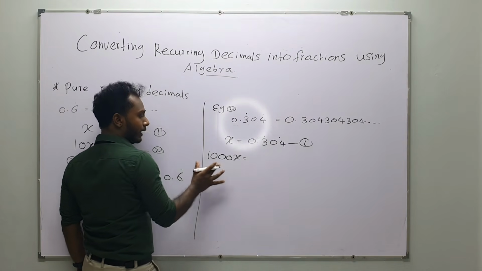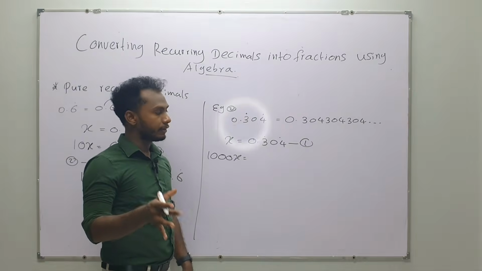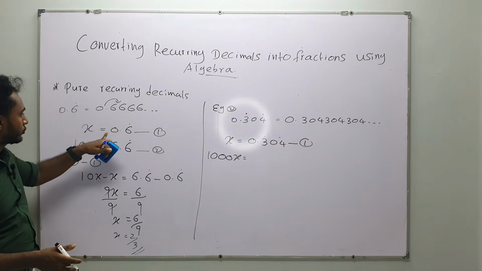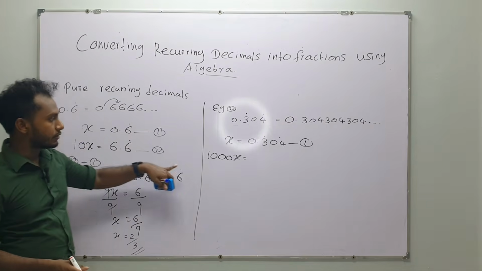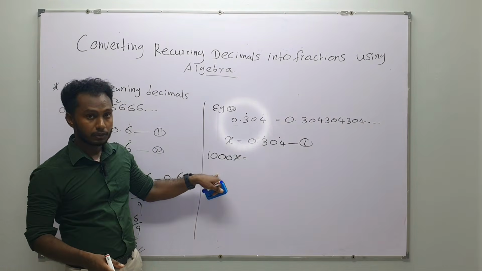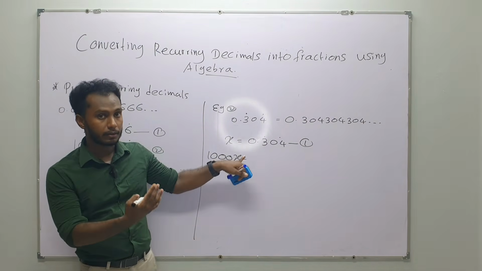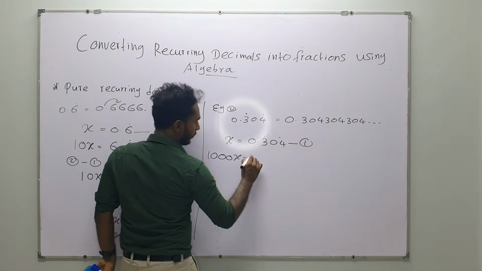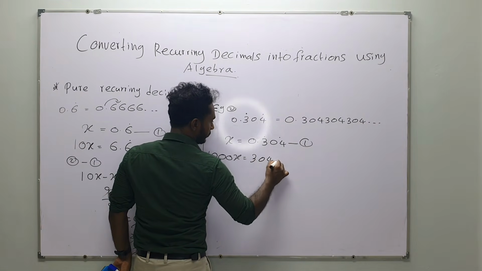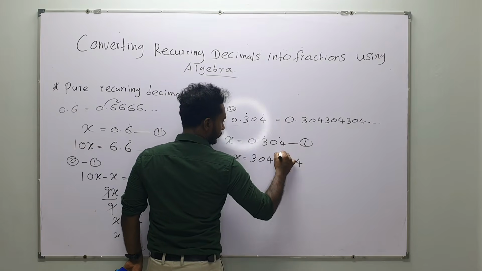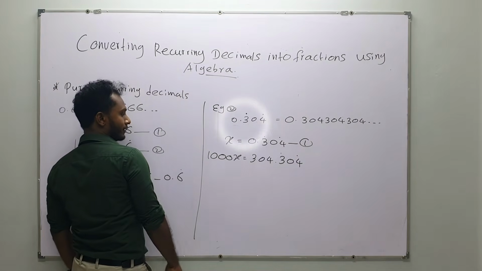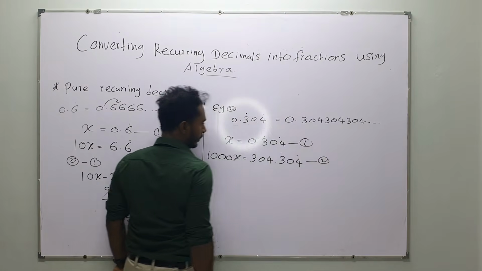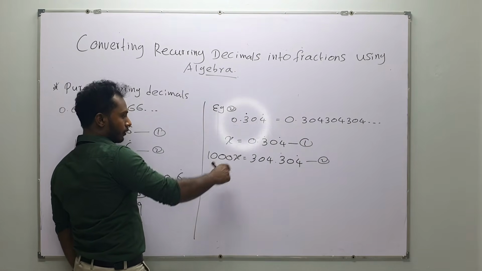So we multiply with the appropriate power of 10 to get these terms to the left side. Here we multiplied by 10 because only 1 digit was there. Since there are 3, we multiply by 1000. If there were 2, we multiply by 100. If there were 4, we multiply by 10,000. Now this will become 304.304 recurring. This will be equation number 2. Now I'm going to subtract 1 from 2 again.